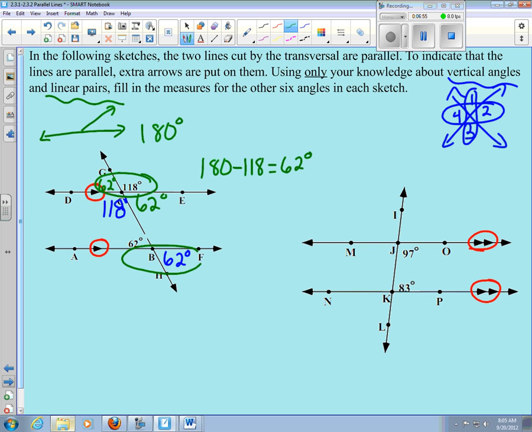So let's take a look here. We have a linear pair, so 180 minus the 62, and we get 118. So this one's 118 degrees. And again, we're going to use the fact of that congruent angle from that vertical angle, so that's 118. There's that second drawing. I want you guys to finish that drawing for tomorrow using our knowledge about vertical and linear pairs.